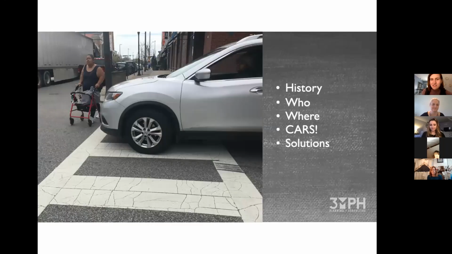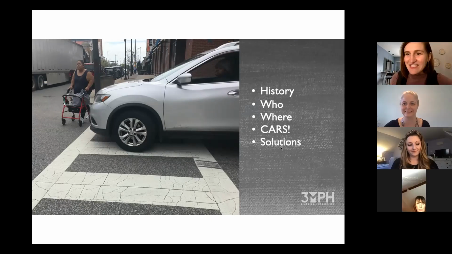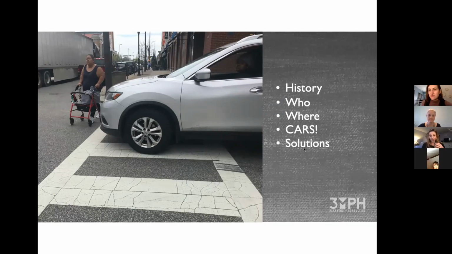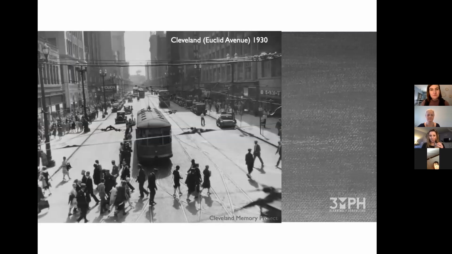Okay, so I'm just going to jump right into this and get started. Because it's a little long presentation and it jumps around a bit, here's a little bit about what I'm going to talk about. I'm going to talk about the history of the problem, who is affected, and where there's a big geographic component. Then I'm going to have a section where I talk a lot about cars, so I just want you to be prepared for that. And then finally, solutions and what we could do about this issue.